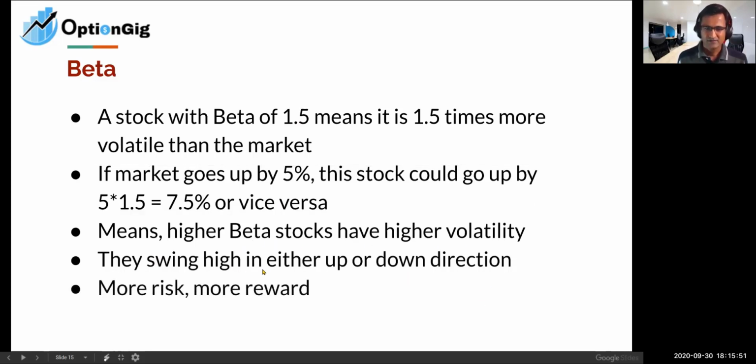Because it's more risky, it's more volatile, so it will give you both. It will have more risk. If the market goes down, this would potentially fall a lot more than the market. But if the market goes up, it could go higher than what the market has done. So there is more risk and there's more reward.